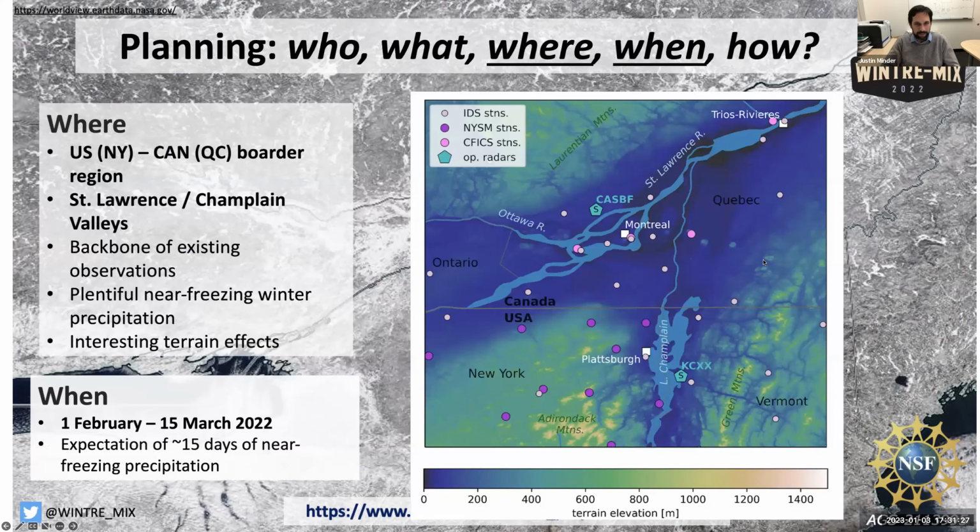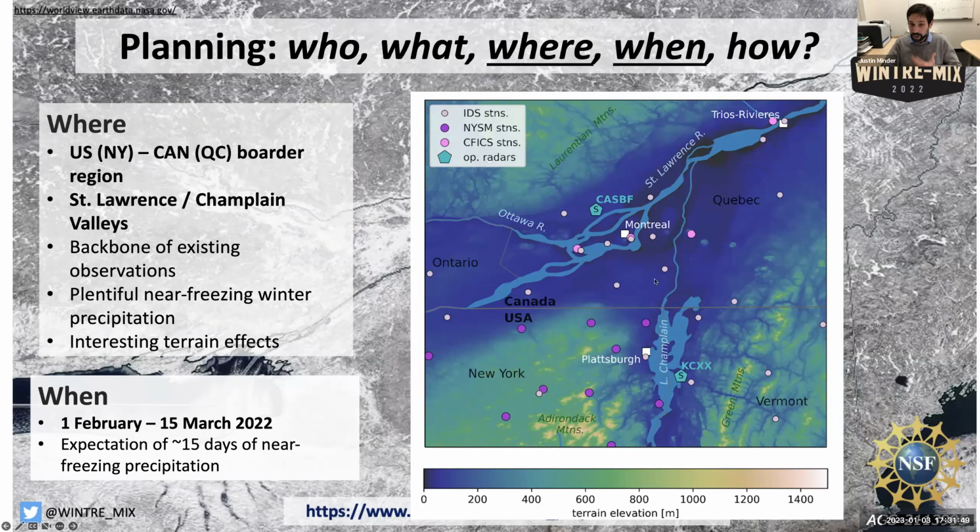So let's give us some examples of what we decided for wintry mix. The where, we focused on this kind of border region between the US and Canada, in kind of northern New York, and mostly northern New York and southern Quebec. And mostly focused on this Lake Champlain Valley and the St. Lawrence Valley that you see in this topographic map here.